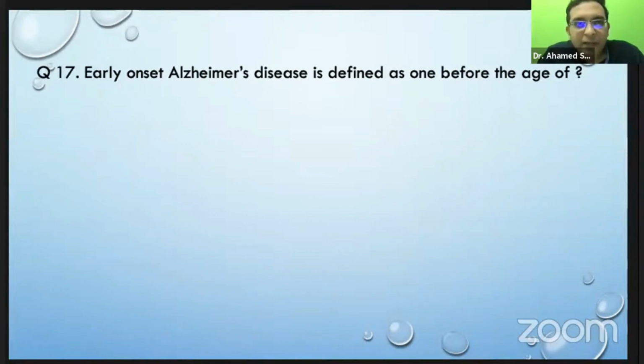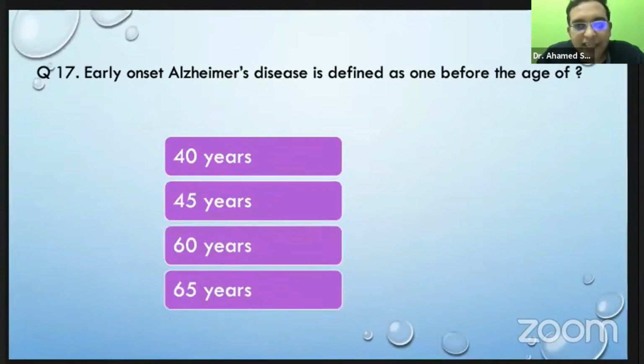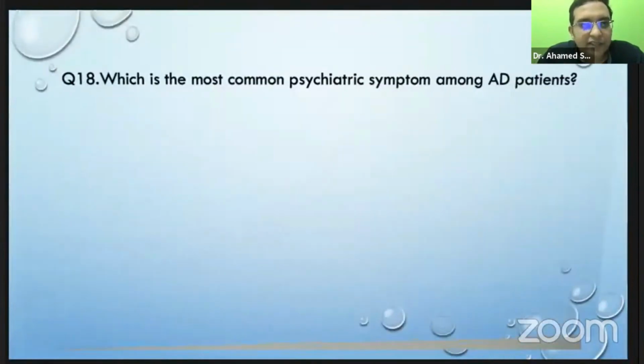So my question would be, in early onset Alzheimer's disease, when will you call it early onset? Any Alzheimer's disease before this age, you had better go for genetic testing and look for a family history. If you have time, read the book Still Alice. It has a lot of important details regarding early onset Alzheimer's disease. So whether it's 40, 45, 60 or 65, the answer is actually 65 years.